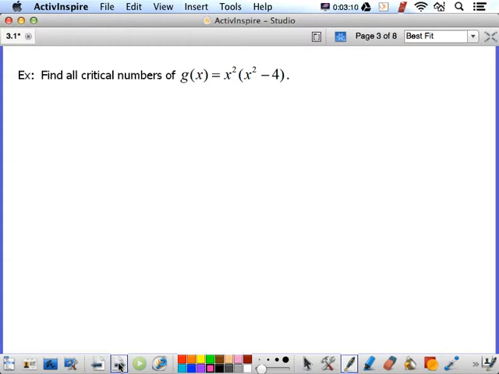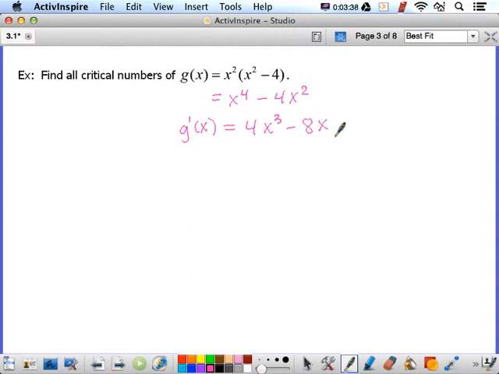In this particular case, I think it would be easier to distribute rather than use the product rule. Is that okay with you guys? Okay, so let's distribute first. And we have x to the 4th minus 4x squared. Then we'll take the derivative. We have g prime of x is equal to 4x cubed minus 8x. So that's our first derivative.